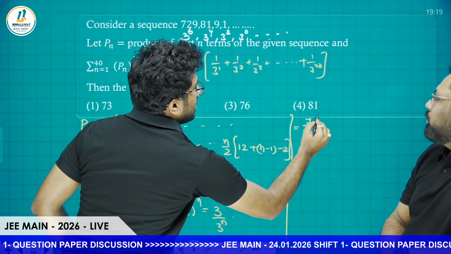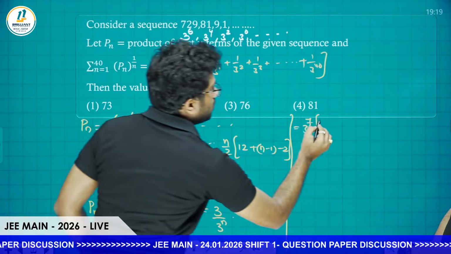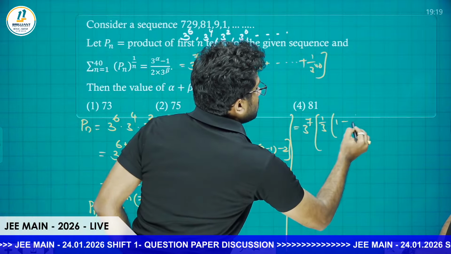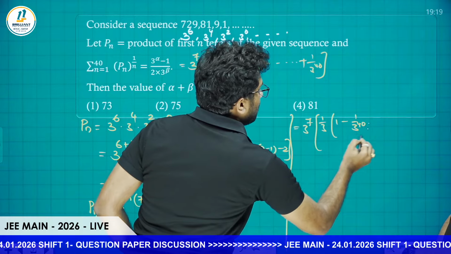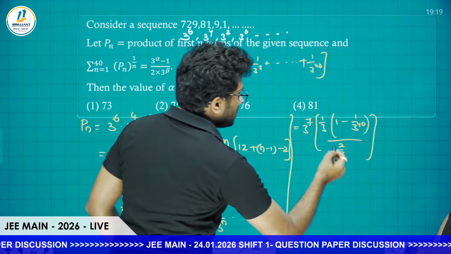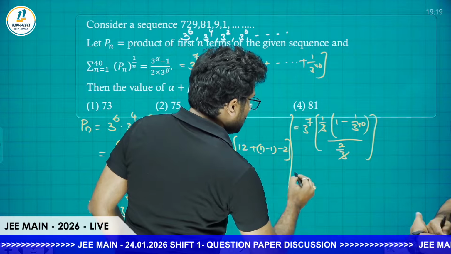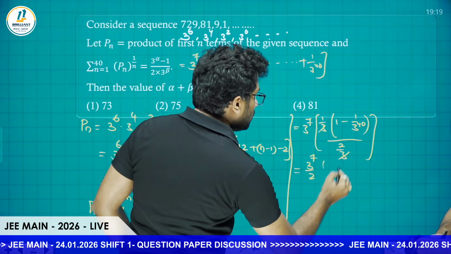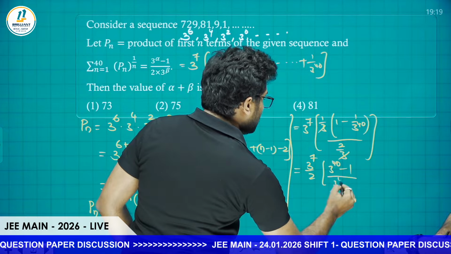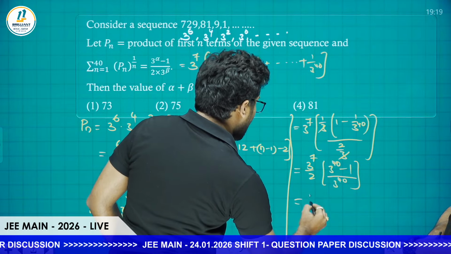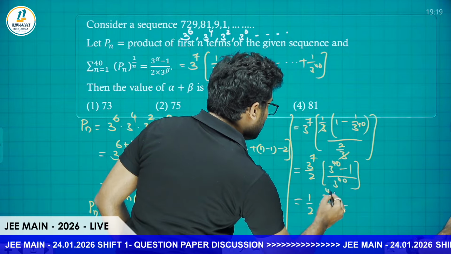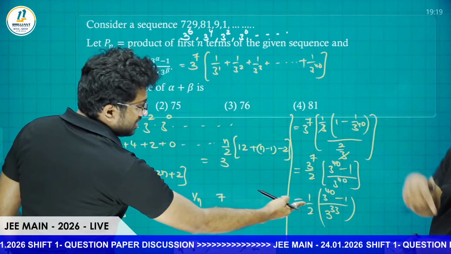So 3 power 7 into the sum of the GP, which is A into, as R is less than 1, we use the second formula: 1 minus 1 by 3 whole power 40, that is 3 power 40, divided by 1 minus 1 by 3, which is 2 by 3. The 3 will get cancelled. 3 power 7 by 2 into 3 power 40 minus 1 divided by 3 power 40. And this becomes half into 3 power 33 into 3 power 40 minus 1. Clearly, the expression is in this form.